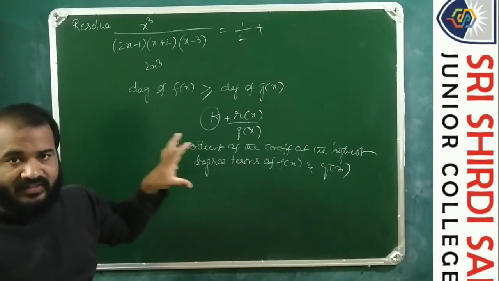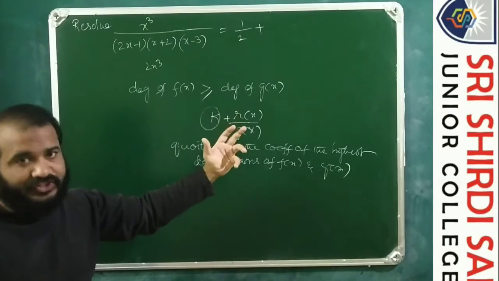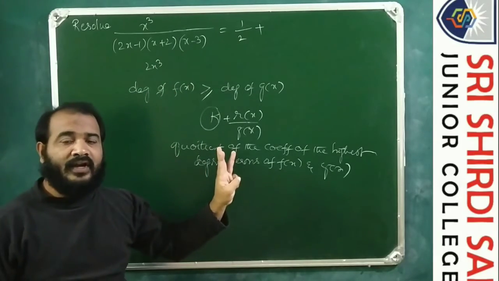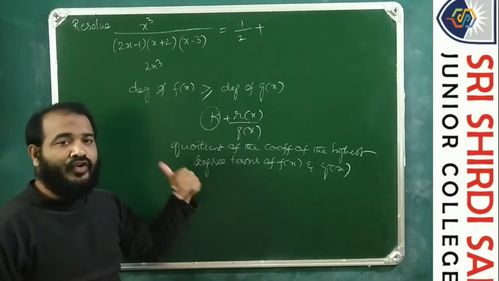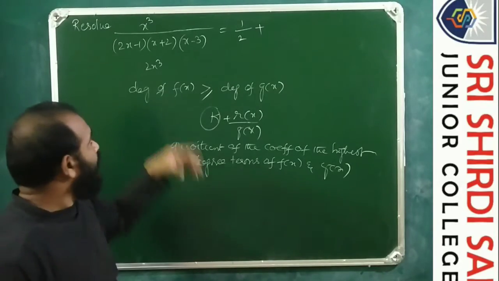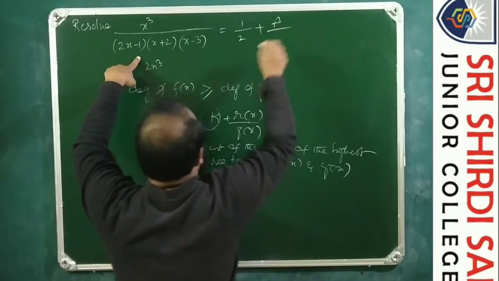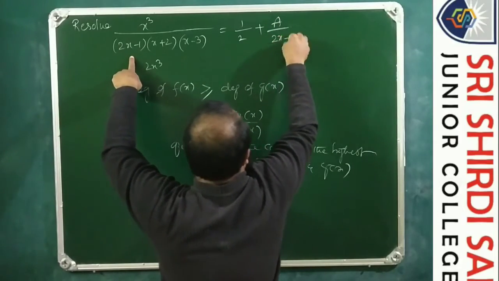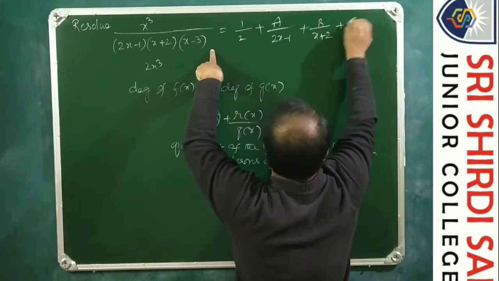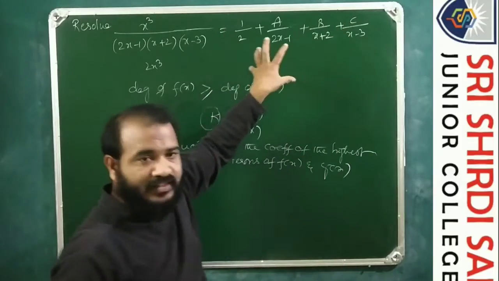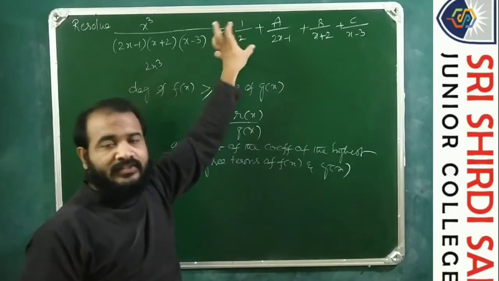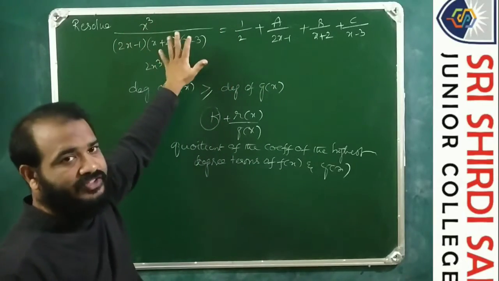So how do we treat this as a proper fraction? The denominator contains 3 non-repeated linear factors. For every non-repeated linear factor there corresponds a partial fraction of the form A by ax plus b. Here, A by 2x minus 1 plus B by x plus 2 plus C by x minus 3. So this is how we will split the partial fraction for this improper fraction.